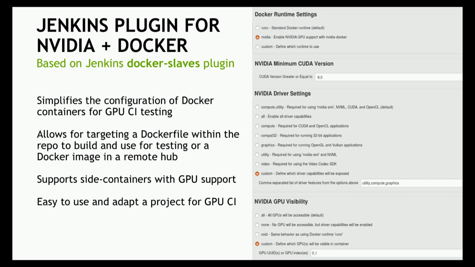Another nice part about this is it does support side containers also with GPU support. So if you do have a project where you need multiple containers that also need access to GPUs, you can run that. And then again, by having the configurability where you can go to GPU visibility, you can actually separate that out and say, okay, this container that's maybe running TensorFlow or whatever needs one GPU, and this other container that might be running Numba to do some ETL or whatever can use this other GPU.